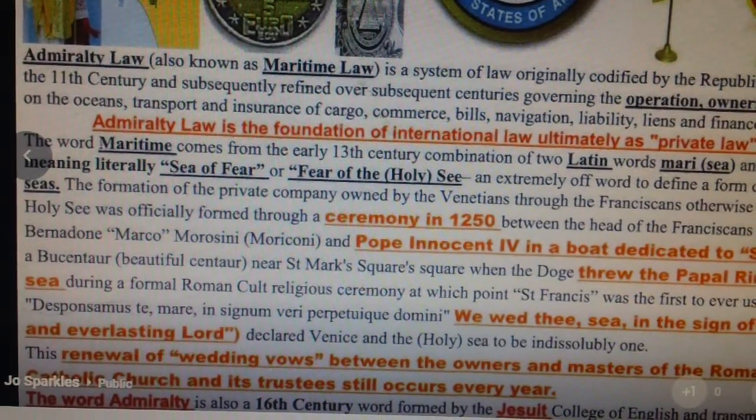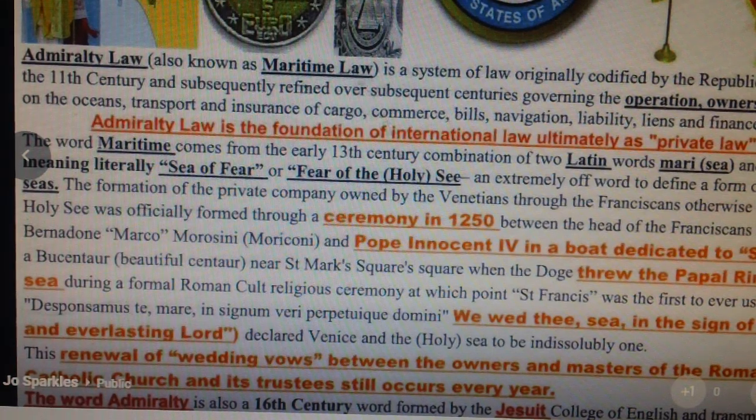The word maritime comes from the early 13th century, a combination of two Latin words, mara, which is sea, and timo, fear, meaning literally the sea of fear or fear of the holy. Extremely awkward to define the law of the seas. The formation of private companies owned by the Venetians through the Franciscan era, otherwise known as the Holy See, was officially formed during the ceremony at the head of the Franciscan Doge. Pope Innocent IV and a boat dedicated to Satan called a Bucintoro, near St. Mark's Square, where the Doge threw the papal ring into the sea during a formal Roman cult religious ceremony.